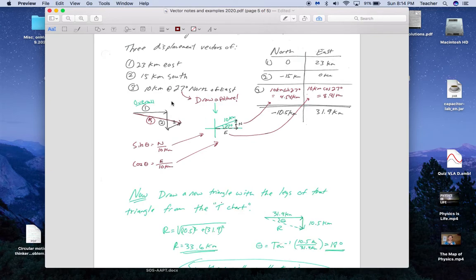Well, that's a little bit annoying. Sorry about that. So my sketch is the first one goes east, second one south, third one kind of northeast. If I'm going to guess, I'm going to kind of end up to the southeast. If I draw all these 3 tip to tail, my vector resultant goes from the tail of the first one to the arrow tip of the last one.